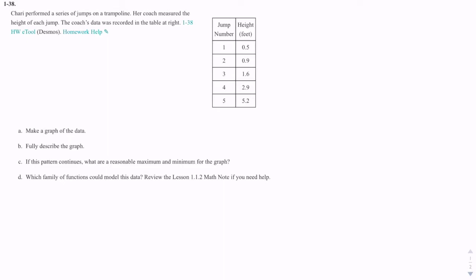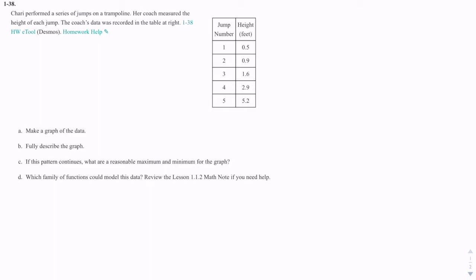Okay, for 38, they give us a table. Again, before you start doing any work when they give tables, understand what the table is, right? So it's a table of jumps on a trampoline. On the first jump, this person got to a height of half a foot. On the second jump, they got up to 0.9 feet. On the third jump, 1.6, right? So the more times you jump, the higher and higher you go. Clearly up to a limit, I'm sure, but okay.